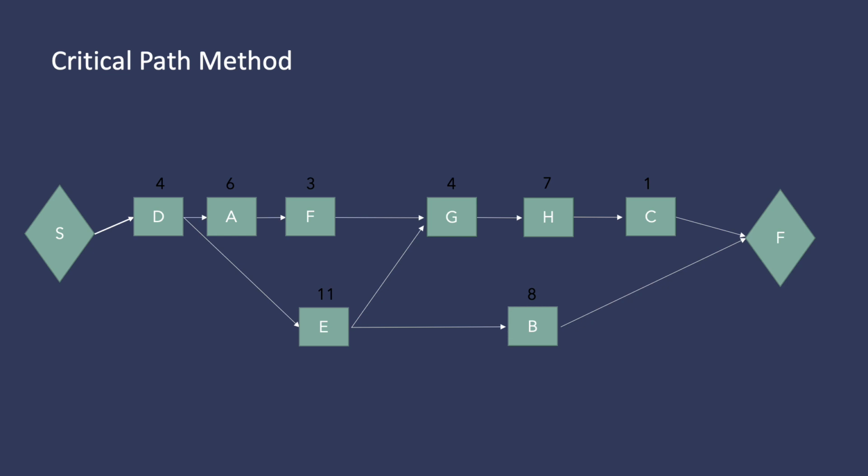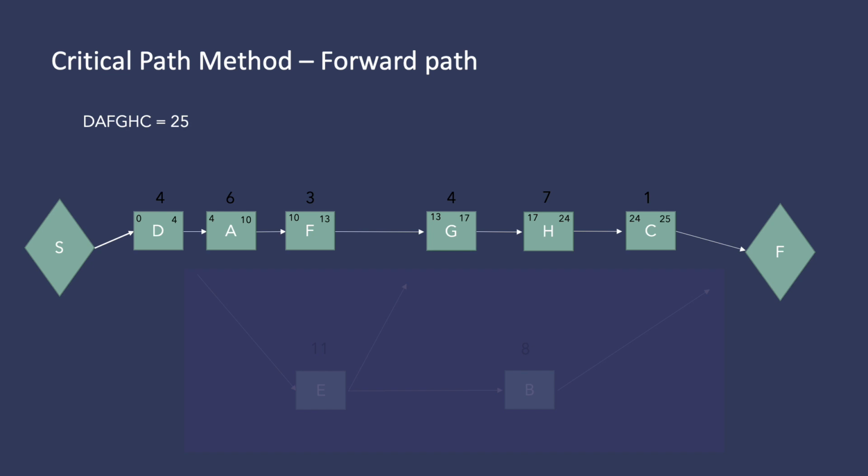So let's see. The first path is activities D, A, F, G, H, C. And if we sum all of these activities, we will get a result of 25 days, for example. How do we calculate it? We know that activity D starts immediately, right? So the early start of activity D is day 0, and the duration of this activity is 4 days, and therefore the early finish of activity D is day 4.